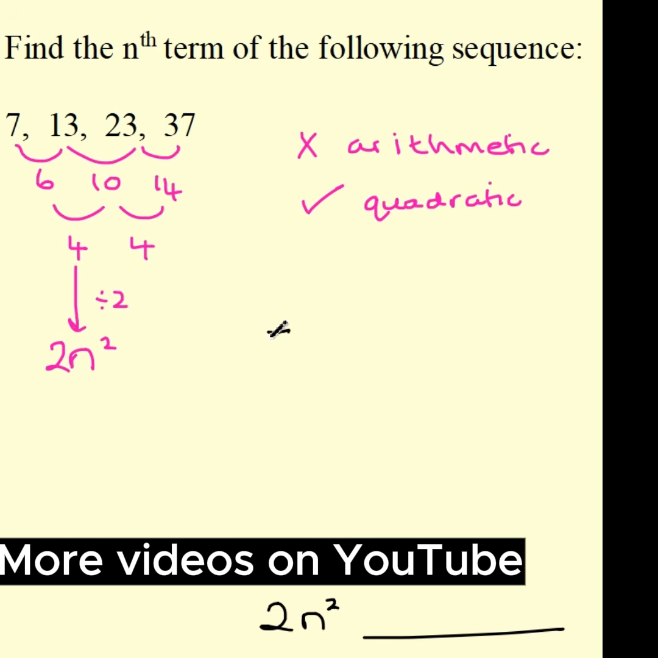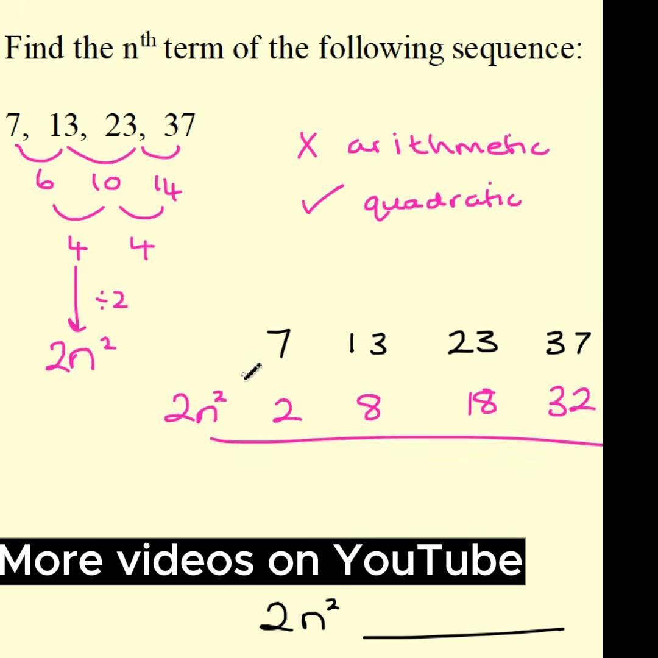So our sequence is 7, 13, 23, 37. For the 2n squared sequence, we're squaring n first. n is 1 for the first term. 1 squared is 1, times 2 is 2. For the second term, n is 2. 2 squared is 4, 4 times 2 is 8. 3 squared is 9, 9 times 2 is 18. 4 squared is 16, 16 times 2 is 32.